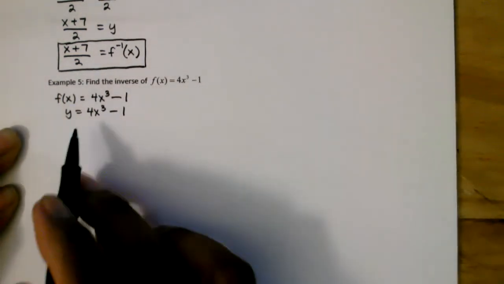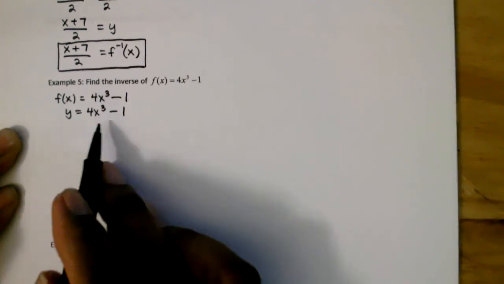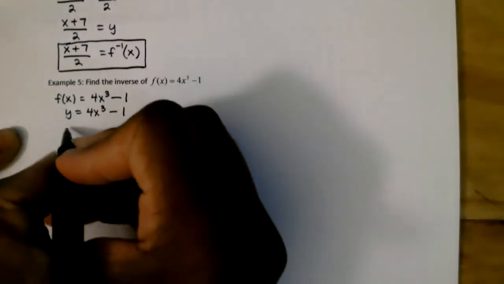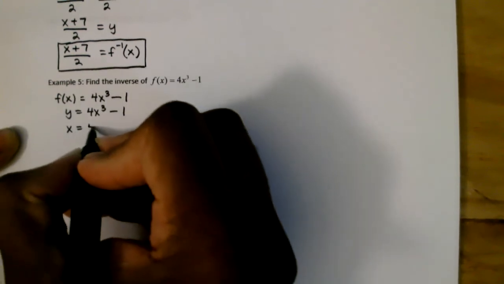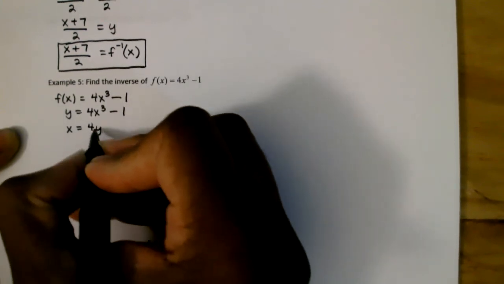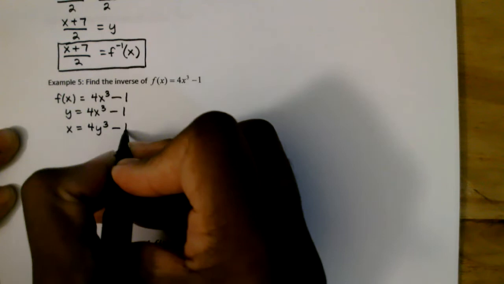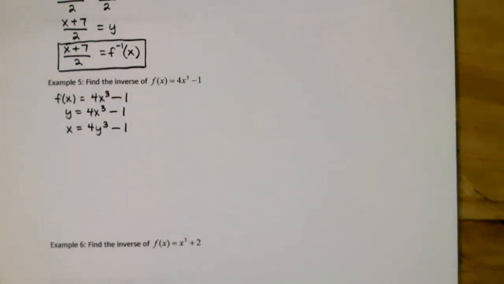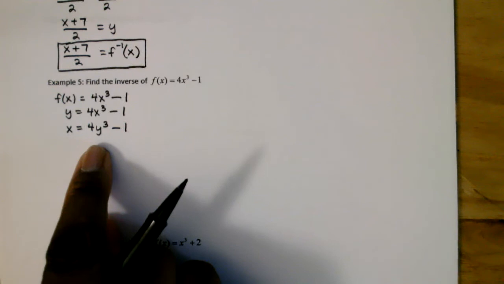And then the next step would be to interchange x and y. So that means this y will be your x. So this will be x is equal to 4 times, and the x becomes y. So we got x equals 4y cubed minus 1. Well, let's try to get the y by itself. That's the third step, solving for y.